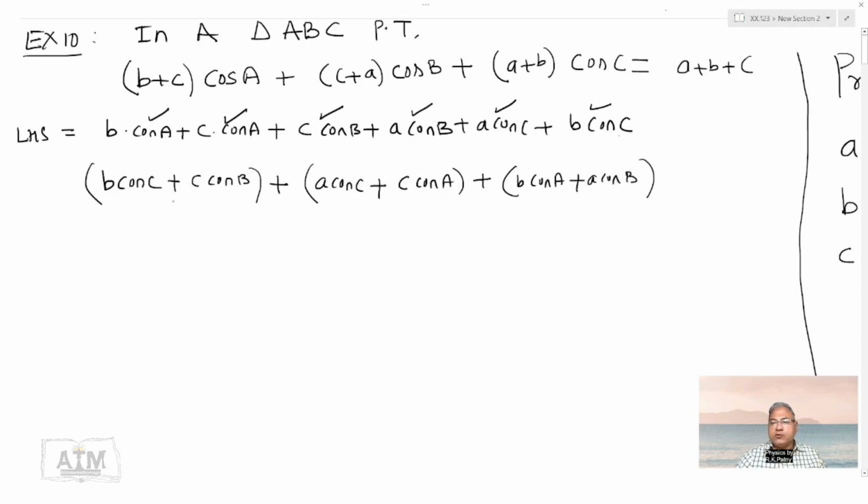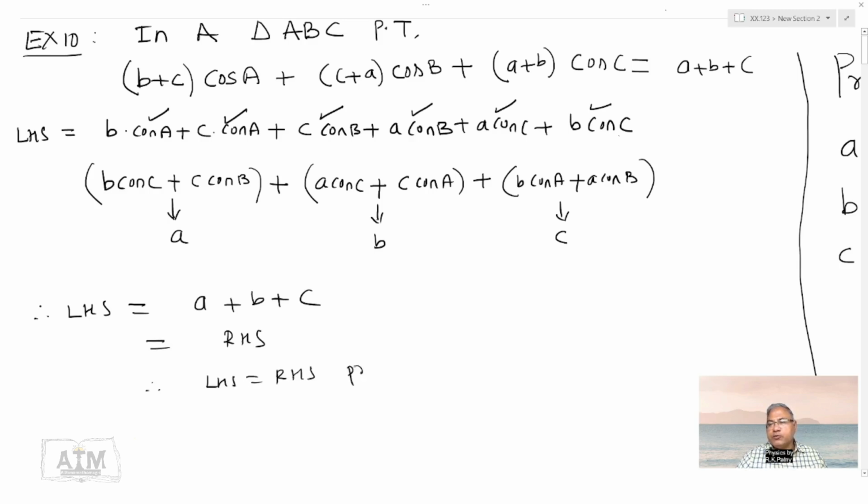By projection rule, this becomes A, this becomes B, this becomes C. Therefore, LHS equals A plus B plus C equals RHS. Therefore, LHS equals RHS. Proved.